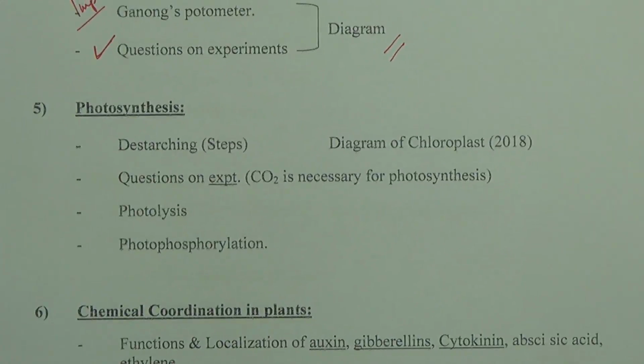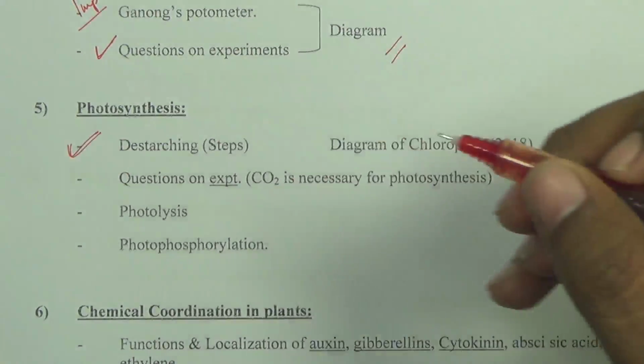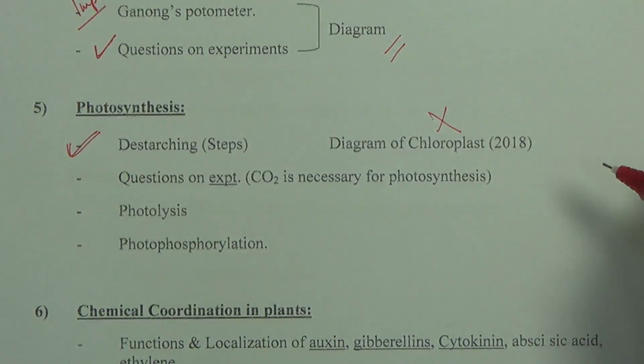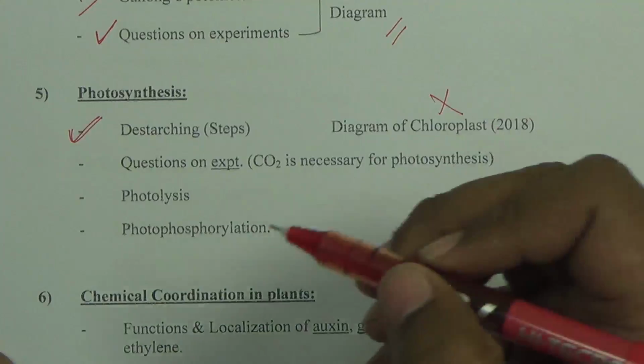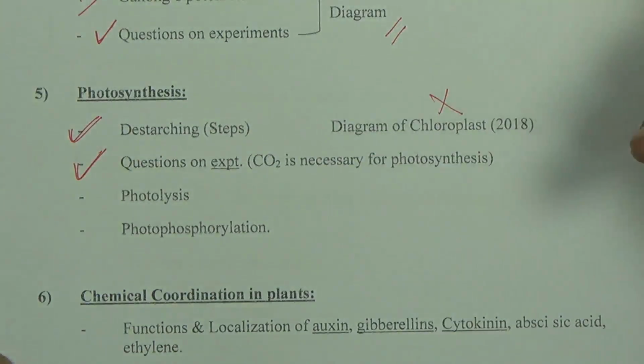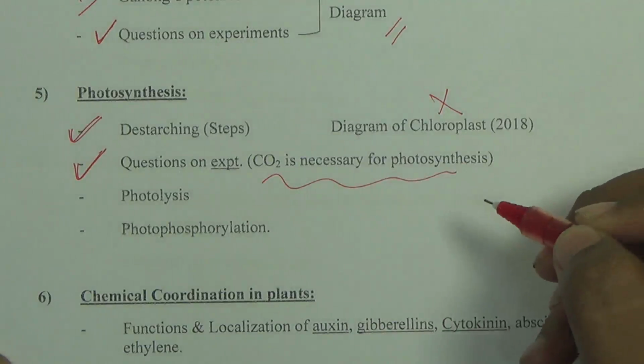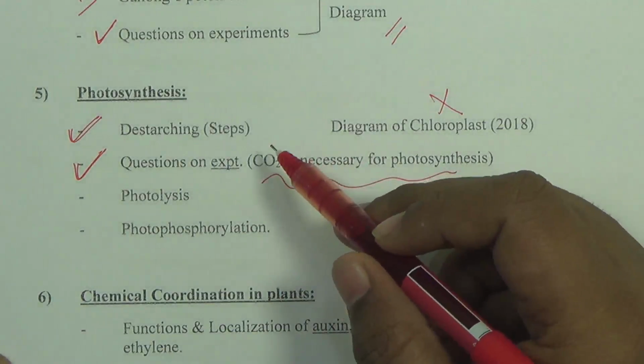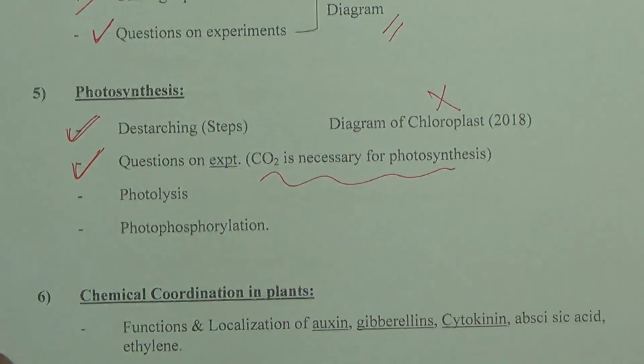Next, again the same thing, photosynthesis. So what is destarching? Destarching steps, you have to understand very carefully what is the function of ethyl alcohol, what is the function of boiling water. So these are the things. Diagram of the chloroplast, it came in 2018, so you need not practice or look into that. Questions on experiments of photosynthesis as to whether sunlight is required or not, chlorophyll is necessary or not, CO2 is necessary or not. According to me, CO2 is important, okay, but other than that, do the sunlight and chlorophyll experiments once as well.